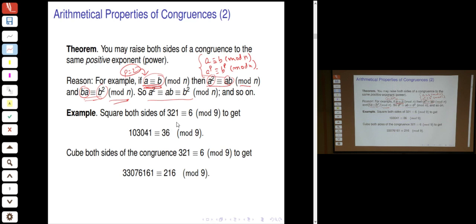So, for example, you can have the congruence 321 is congruent to 6 mod 9, and you can square both sides to get 103041 is congruent to 36 mod 9, or you can cube both sides of the congruence to get another equation. Any questions?